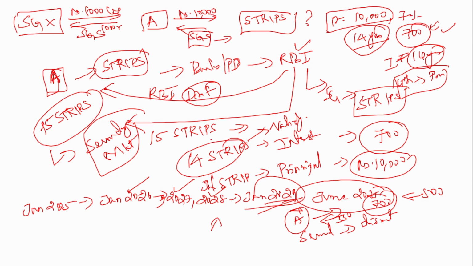I hope you understood. The bonds are converted into various strips, that is, interest strips and principal strips, and each strip can be traded in the secondary market. In return, the person who is selling the strips will get the money. This is the entire purpose of strips.